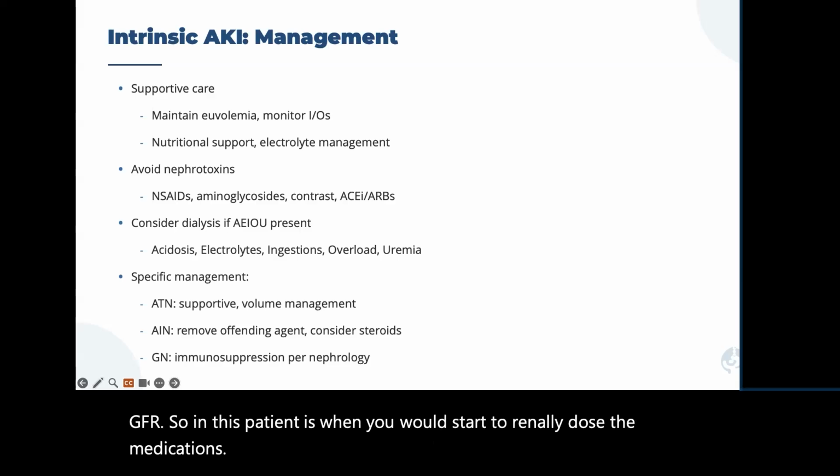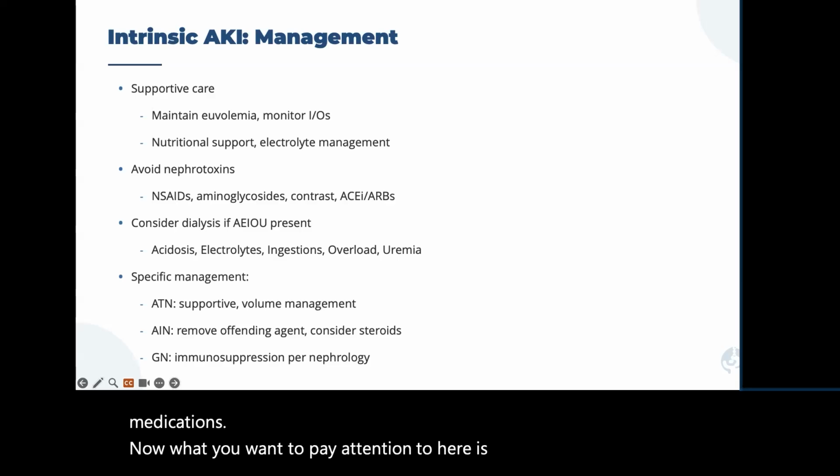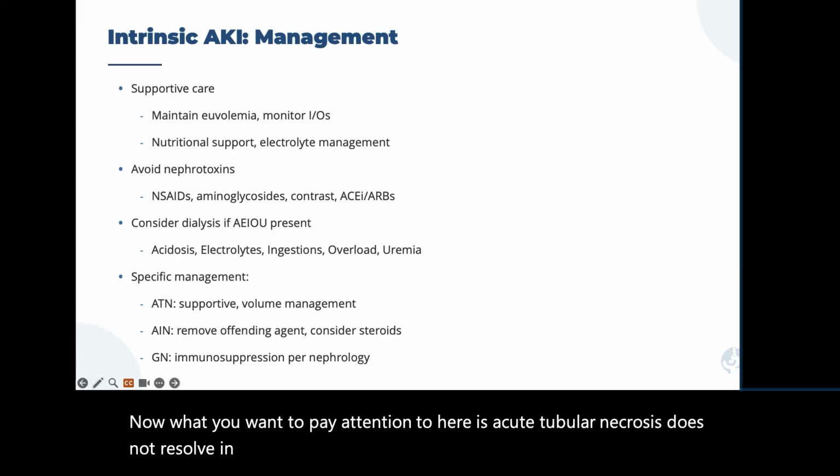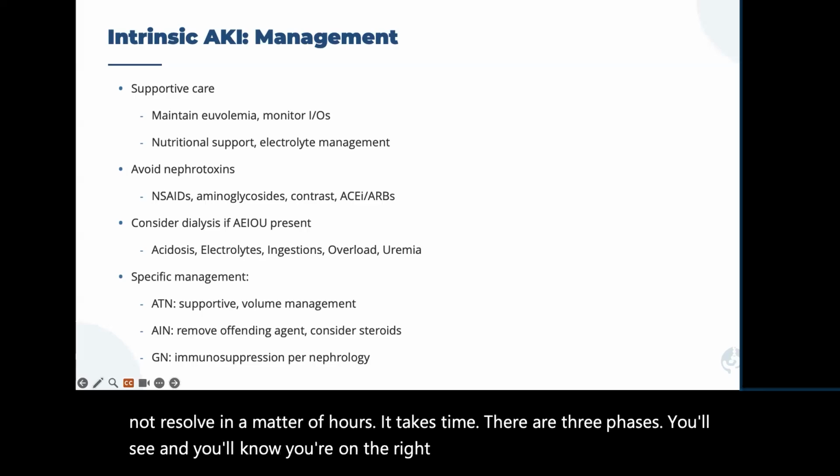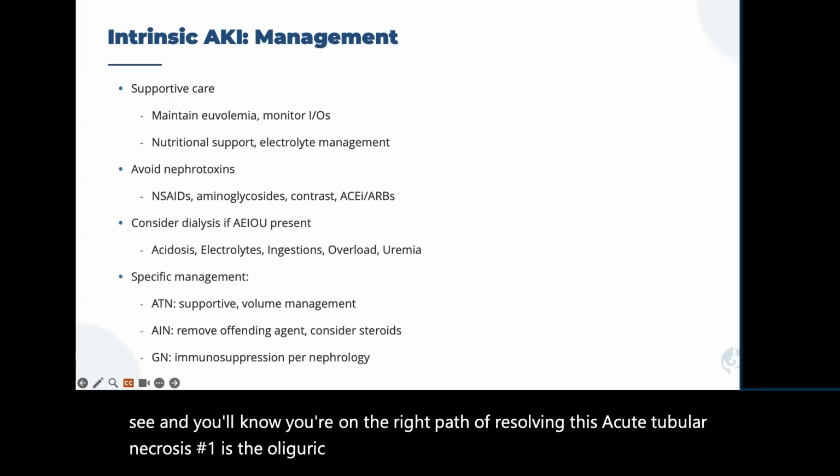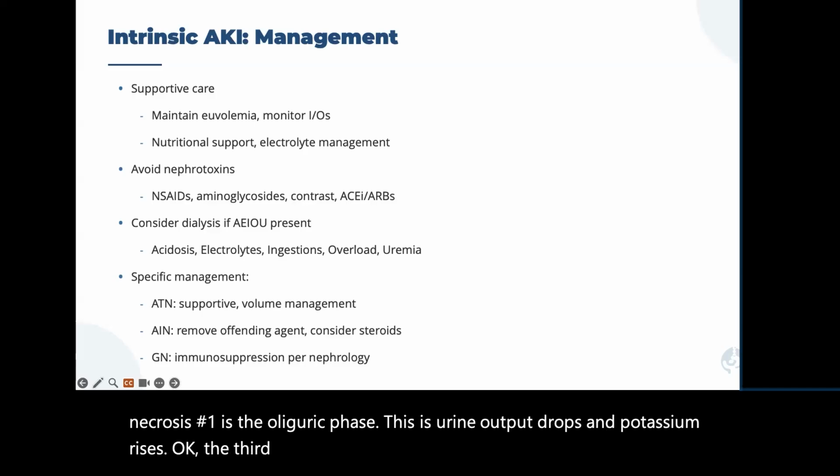Now, what you want to pay attention to here is acute tubular necrosis does not resolve in a matter of hours. It takes time. There are 3 phases you'll see, and you'll know you're on the right path of resolving this acute tubular necrosis. Number 1 is the oliguric phase. This is urine output drops and potassium rises. Okay. The 3rd phase is the diuretic phase.